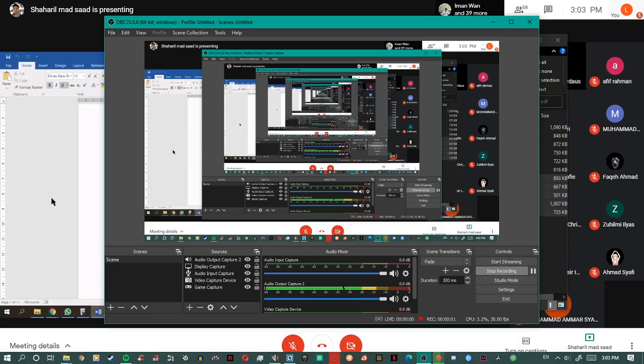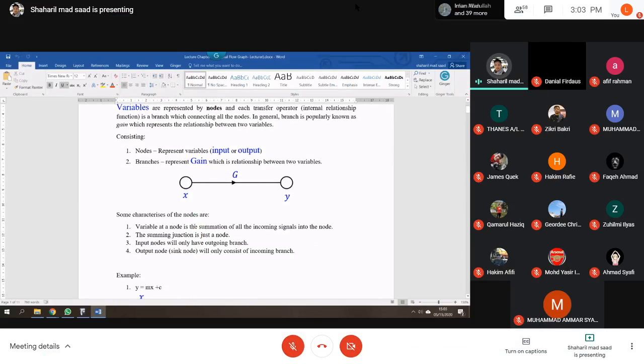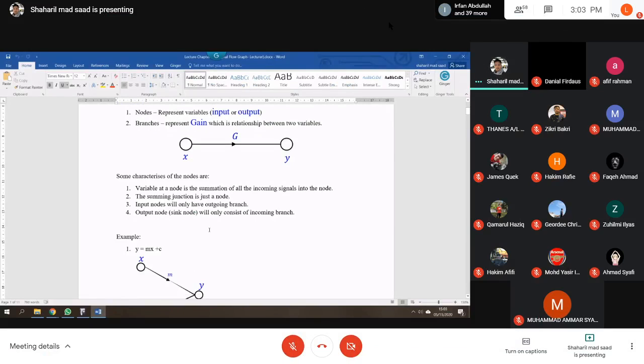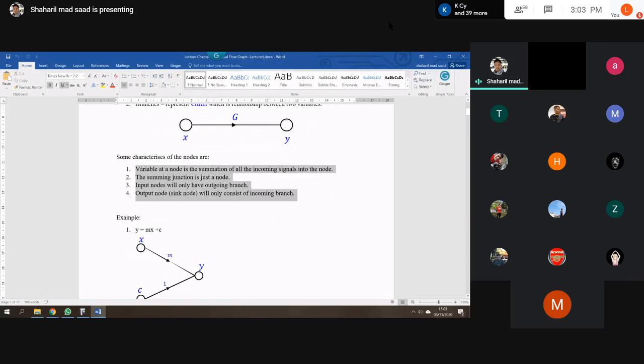What is the nodes? I will tell you later. The branch, the line we call it branch, represents the gain. This is the important thing that you need to follow. The variable at a node is the summation of all incoming signals into the node. I will show you this one. The summation junction is a node, right?